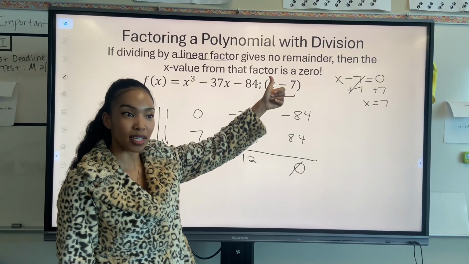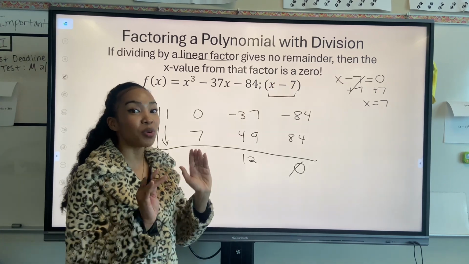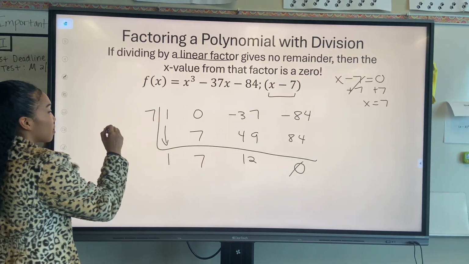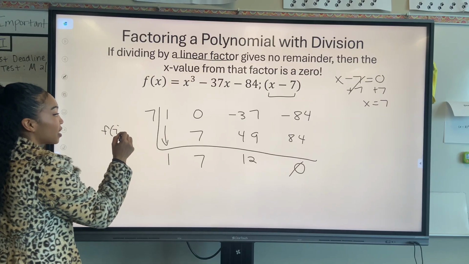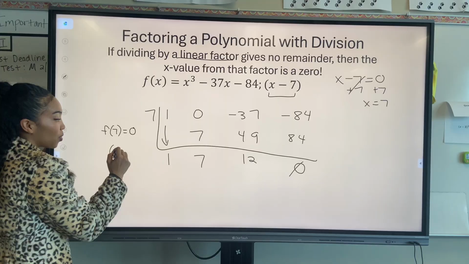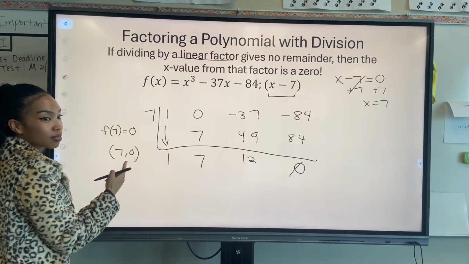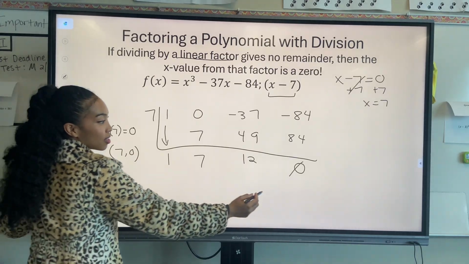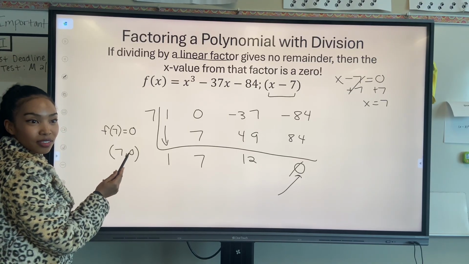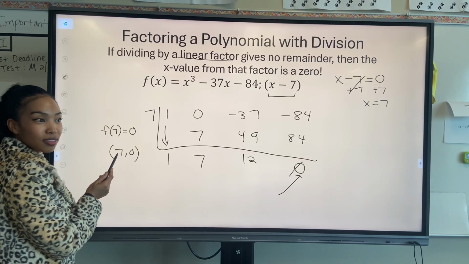Okay, does that make sense, guys? Okay, let me show you another thing. If you plug f of 7 into here, you're going to get 0, because this is the point 7, 0. This number represents the y value of your x-intercept.